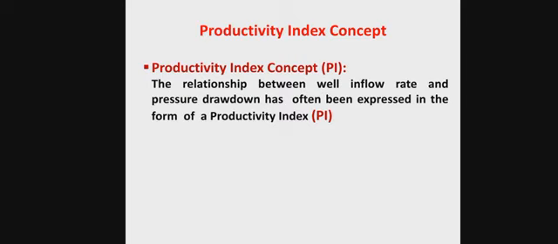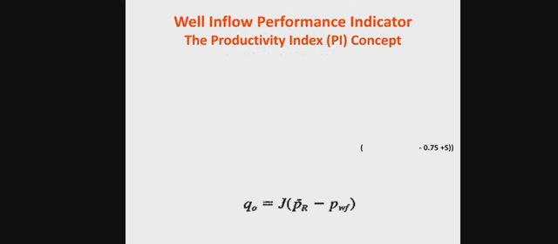The productivity index concept. Let's explain deeply what is the meaning of the productivity index. The relationship between the well inflow rate and the pressure drawdown has often been expressed in the form of the productivity index. So the productivity index is simply the relation between the well inflow rate and the pressure drawdown. As we said, in a naturally flowing reservoir, our driving force is the pressure drawdown. To express the relationship between this pressure drawdown and the inflow rate, we have termed it the productivity index.